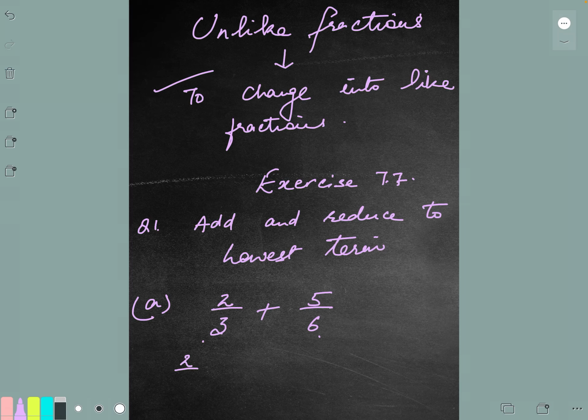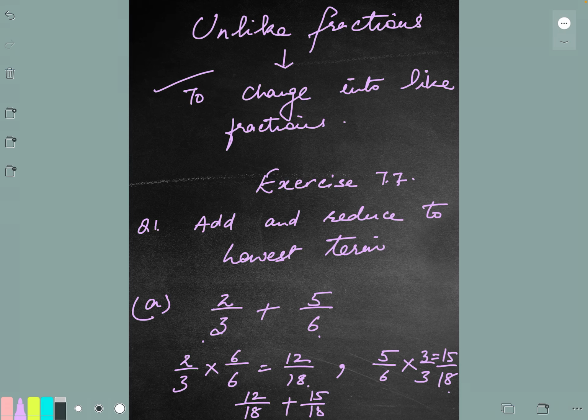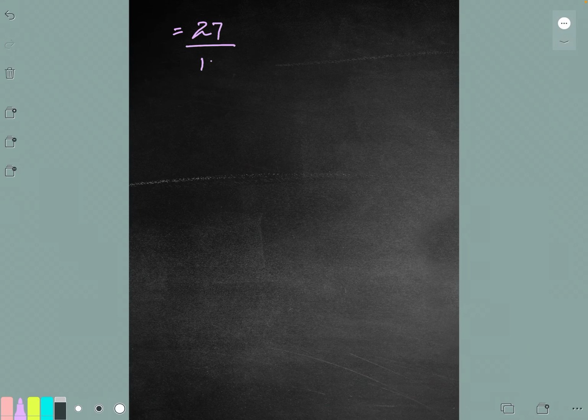So 2 upon 3. Now children, you have two options over here. One, you can multiply it by the second denominator and also change the denominator of the second fraction by multiplying it by 3. Now you have 12 upon 18 plus 15 upon 18. Now it's a like fraction. So 12 plus 15, what do you get? You get 27 upon 18.